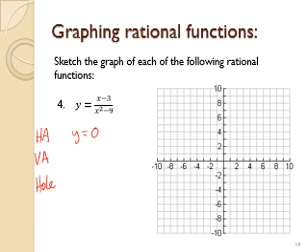Now, vertical asymptotes. Vertical asymptotes are when the bottom equals 0 and the top does not equal 0. Now, look at the bottom, that's quadratic. When will it equal 0? We told you the other week you might need to review your factoring because that's really going to come in handy. That bottom factors into x plus 3 and x minus 3.